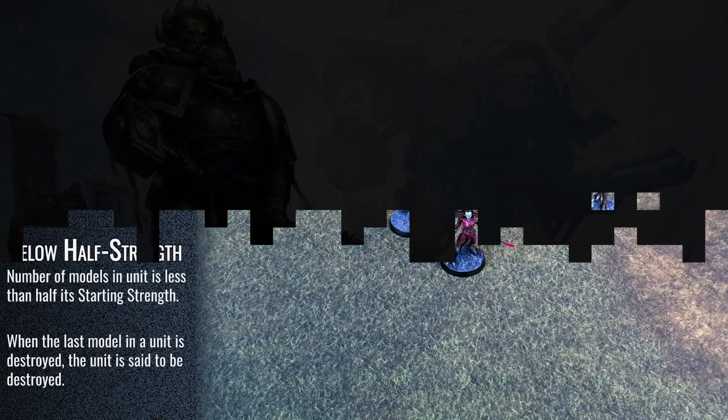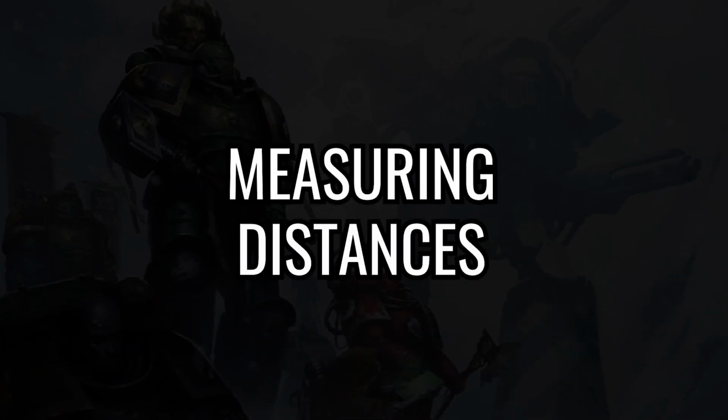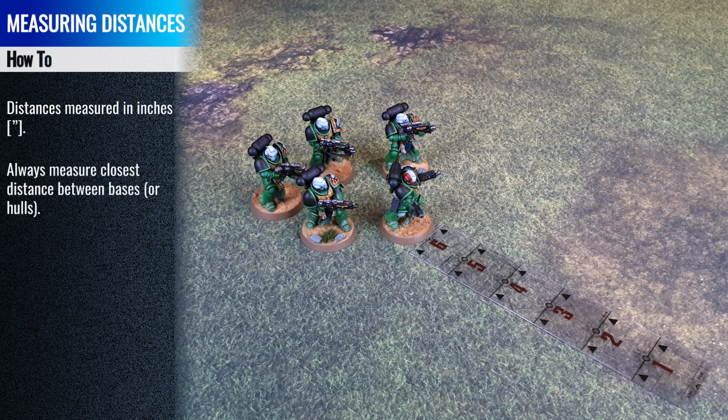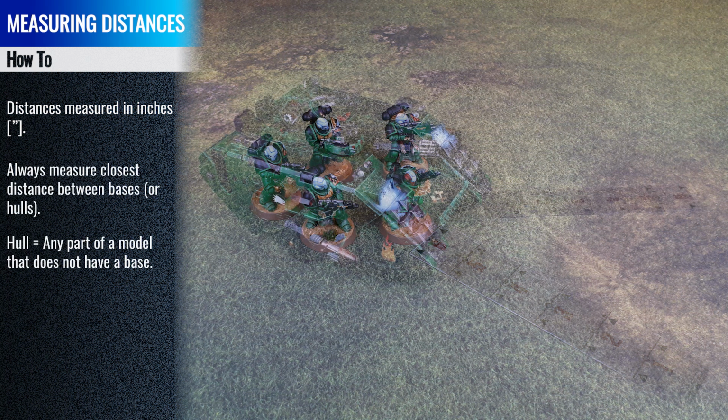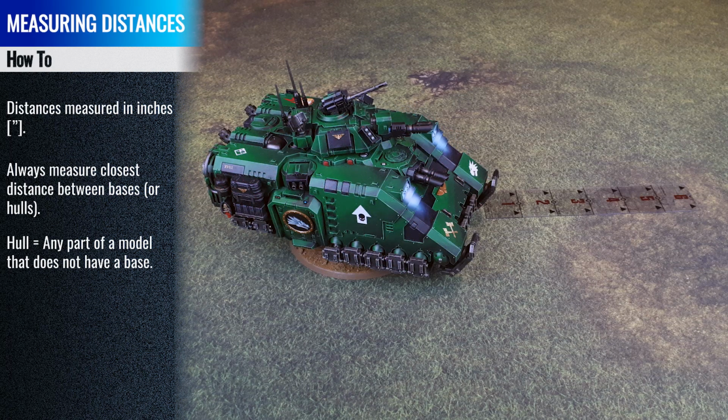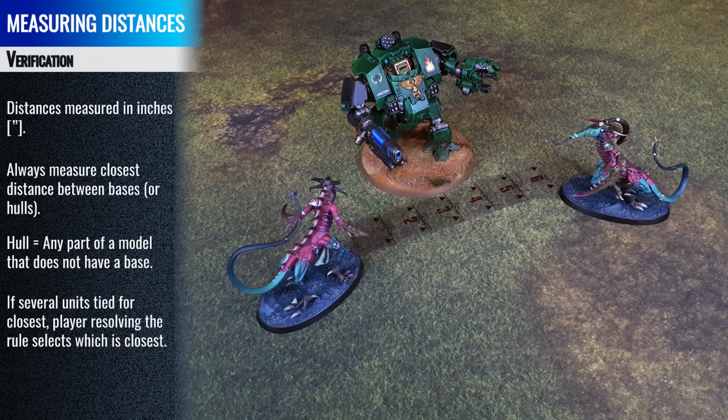To start, measuring distances. Often rules will specify distances to be verified. In Warhammer 40k, distances are measured in inches, and are always measured using the closest points between bases or hulls. Some units do not have bases, like this Land Raider, and some units like this Repulsor specify on its datasheet to measure from its hull even though it technically has a base. If 2 units are determined to be equidistant, the player resolving the rule may choose which is closest, and distances can be measured at any time.